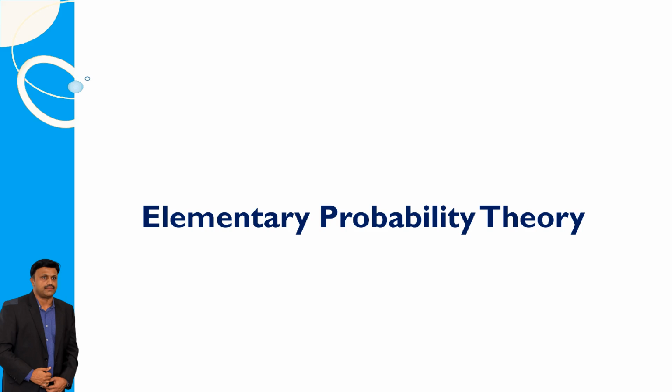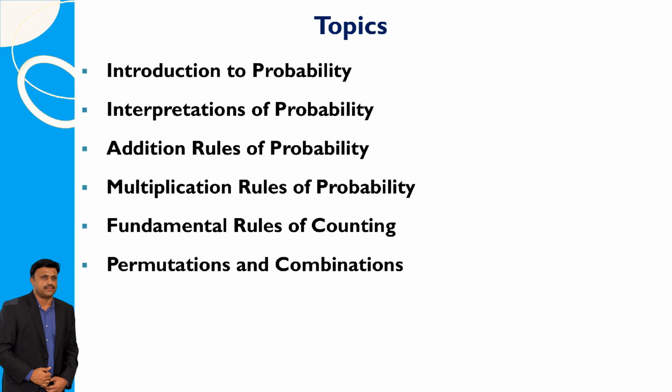Elementary Probability Theory Lecture Topics Summary. Introduction to Probability. Basic concepts of probability and its importance. Interpretations of probability. Classical, empirical, and subjective approaches to understanding probability. Addition rules of probability. Calculating the probability of one or both events occurring.